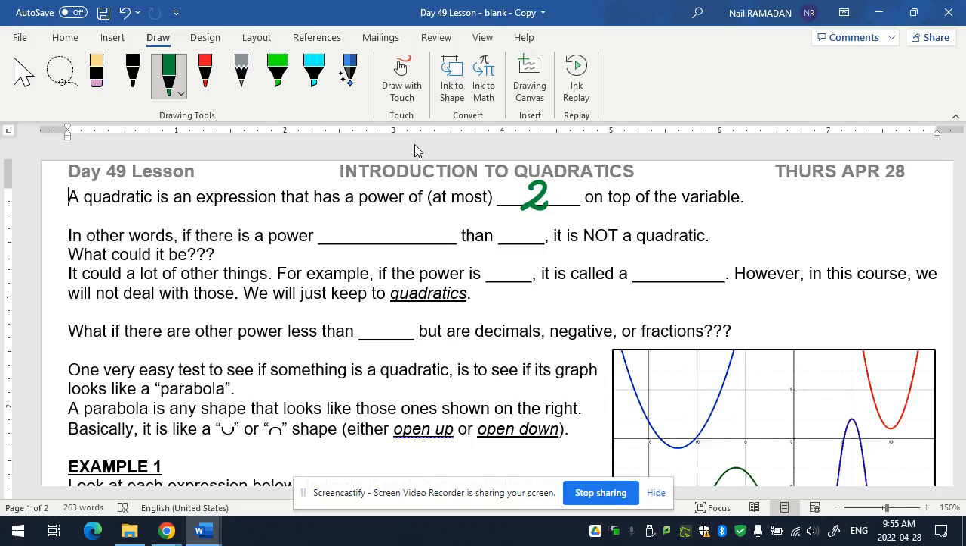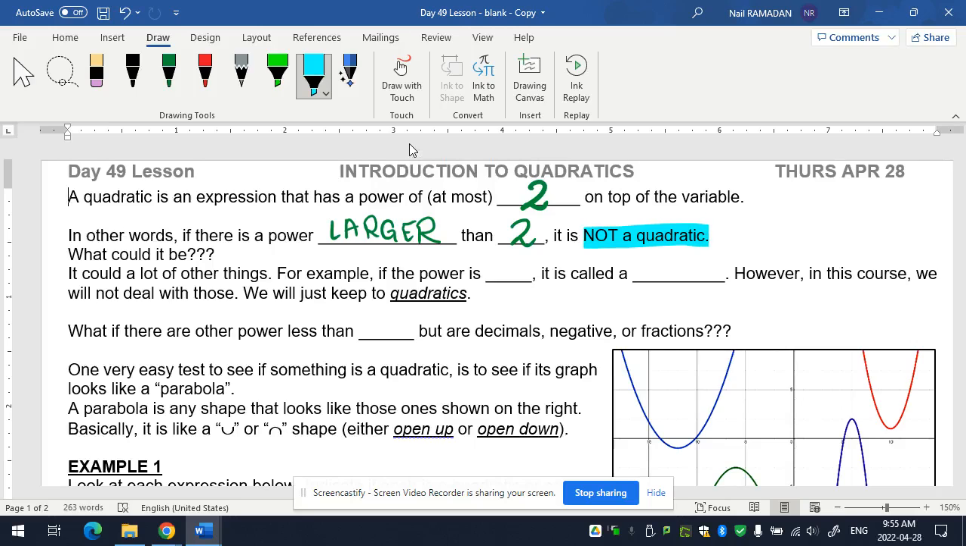Okay? So that means if you ever see an equation with a power of 3, or any equation that has a power more than 2, it is not a quadratic. It has many other names, but we are not responsible for them in this course. So the maximum power we should look for is the power of 2. Okay? So, in other words, if there is a power higher than 2, larger than 2, it is not a quadratic.